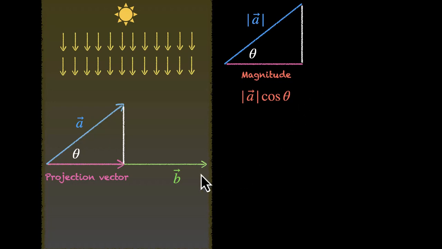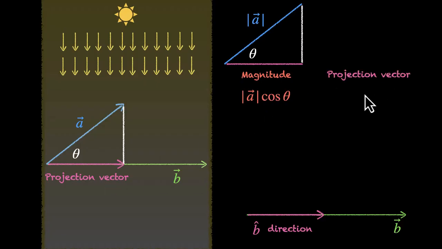The direction is the same as the direction of B vector, so we can get that from B vector. Direction of projection vector is the same as the direction of B vector. And what's the direction of B vector? That's going to be a unit vector along B. We can call it B cap. So B cap is the direction of our projection vector. We have the magnitude, we have the direction, we can form our projection.